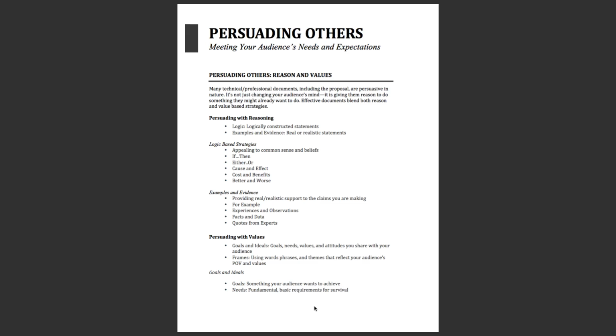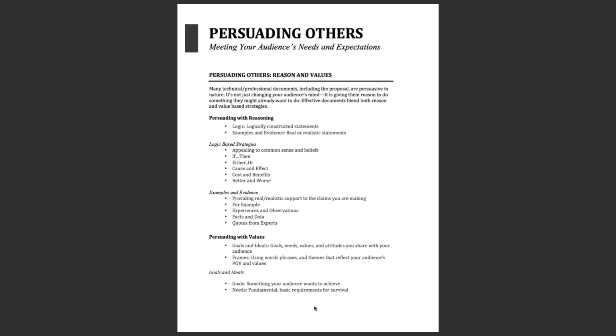So there's two ways you can go about persuading your audiences, and that is using reason or values. And really, we usually use a little bit of both. Depending on the document, you may use one more than others. Almost every single technical document is persuasive in nature, from our resumes where we're trying to persuade the reader to hire us, to our proposal where we're trying to persuade the readers to go through with our solution. So the two ways we can go about persuading: reason and values.